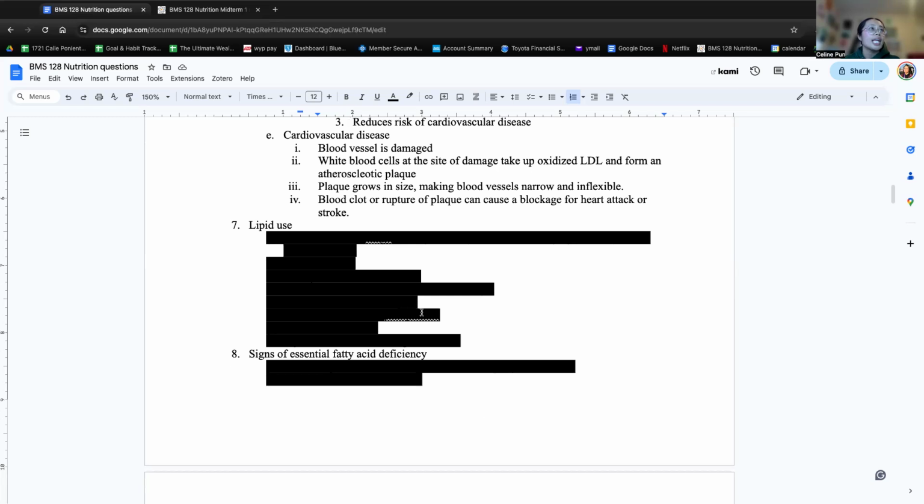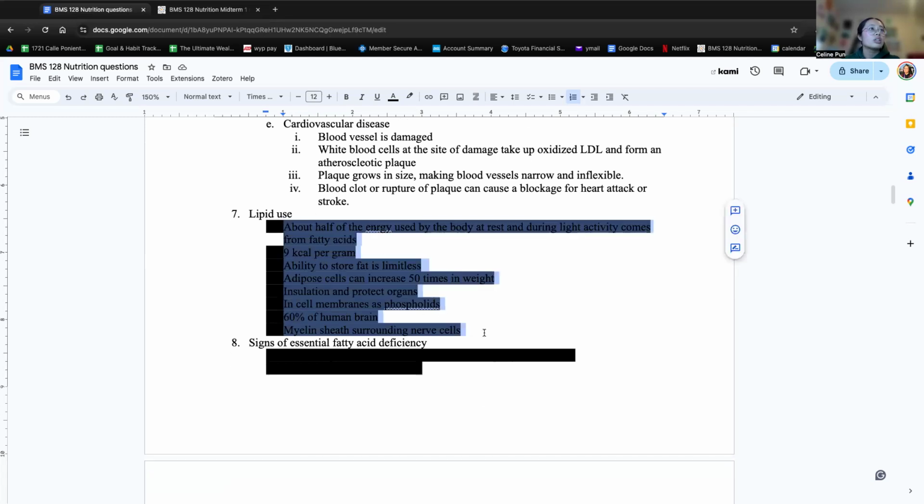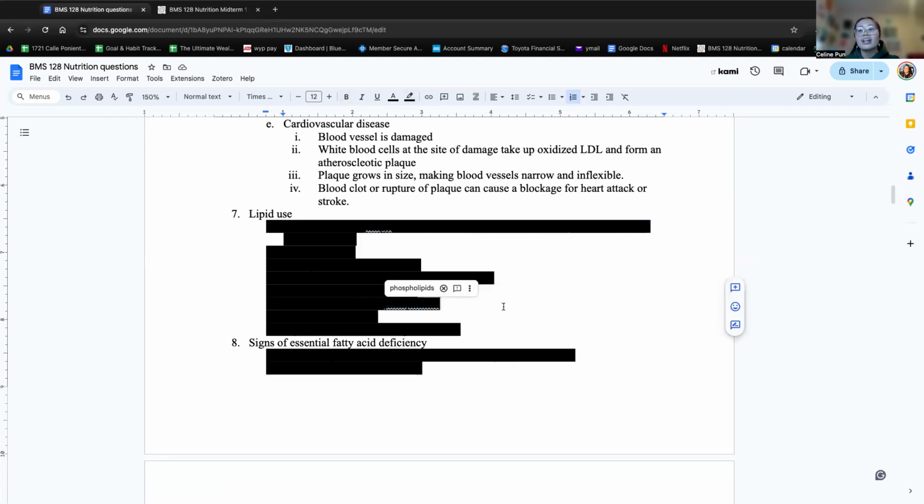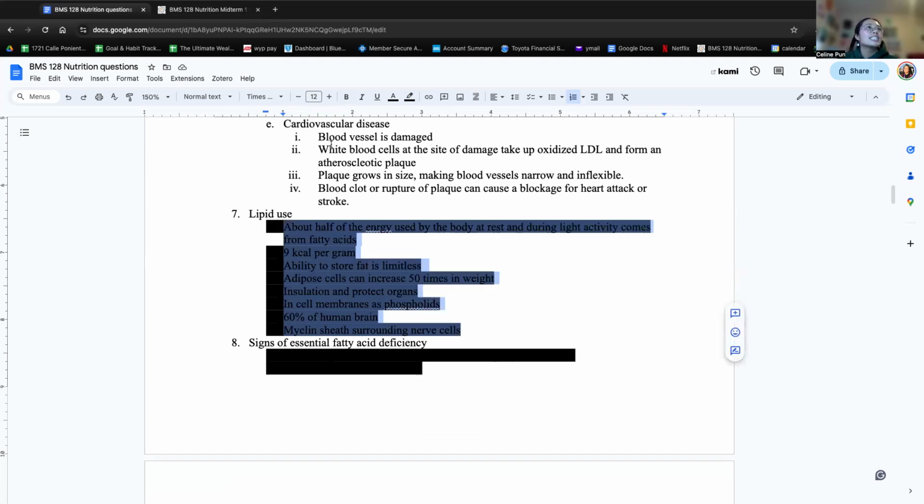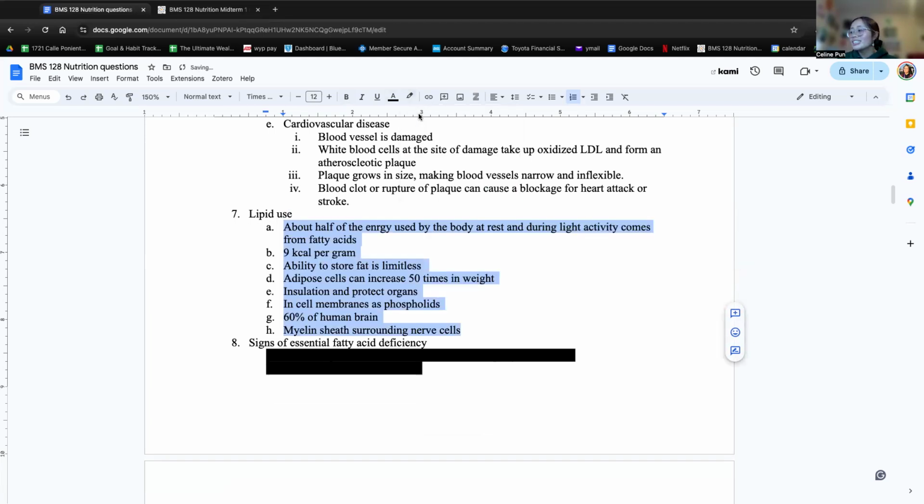Okay. And then lipid use. Do you remember how many calories lipids offer per gram? Nine. It's energy dense. It has the most out of all the macronutrients.